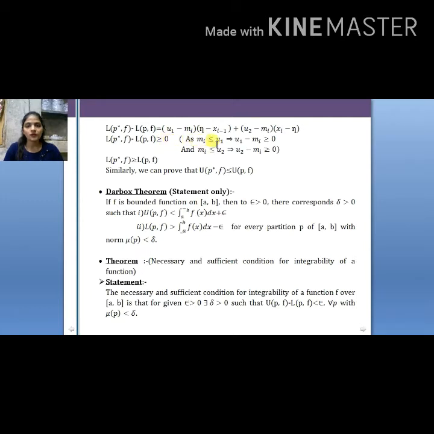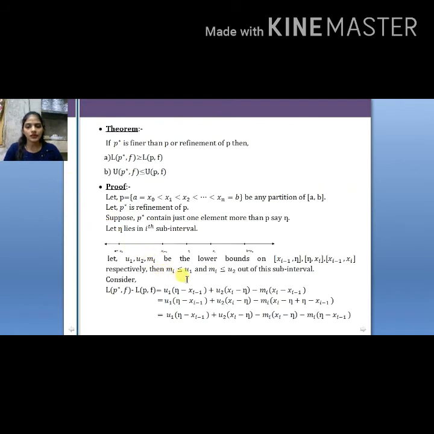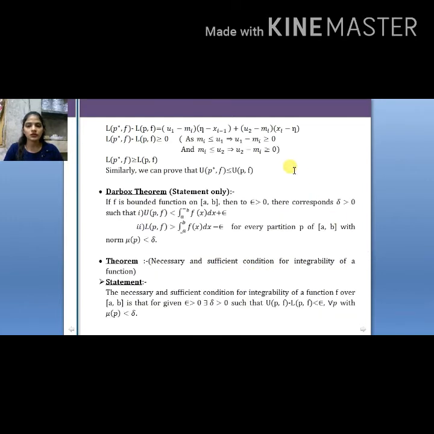How? As small mi is less than or equal to u1, this implies u1 minus small mi is greater than or equal to 0. And small mi is less than or equal to u2, this implies u2 minus small mi is greater than or equal to 0. From these two terms, we get u1 minus small mi is greater than or equal to 0, and u2 minus small mi is greater than or equal to 0.